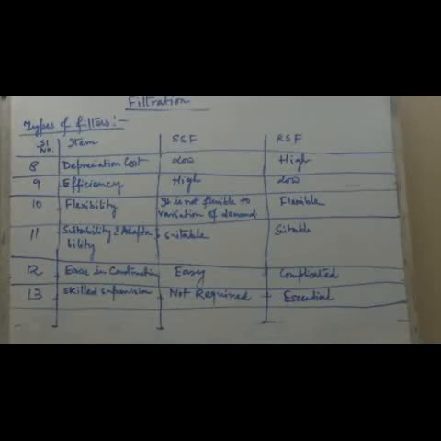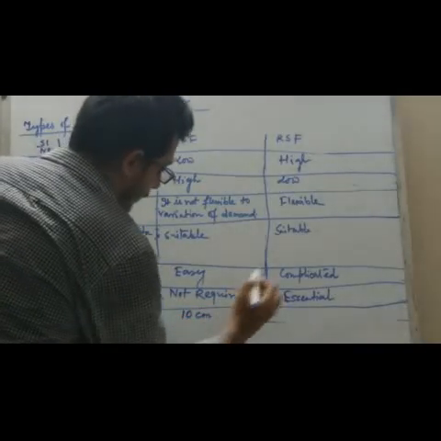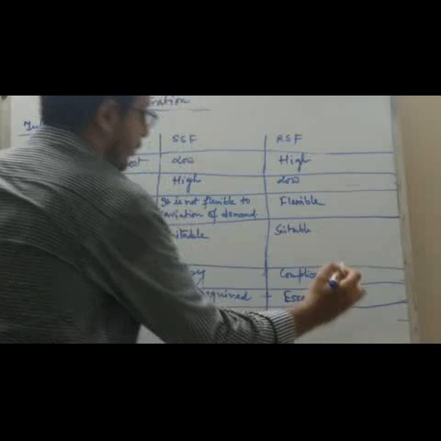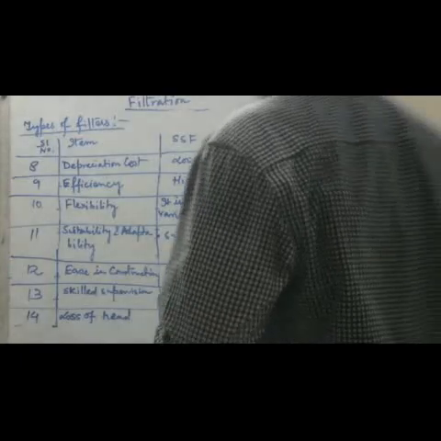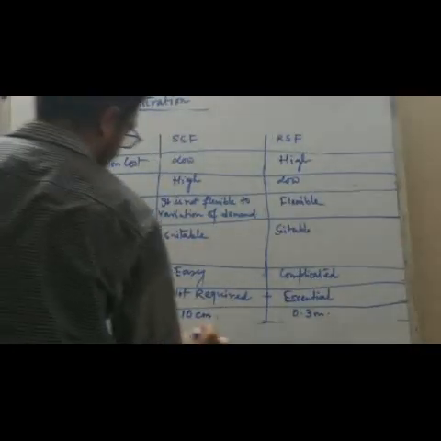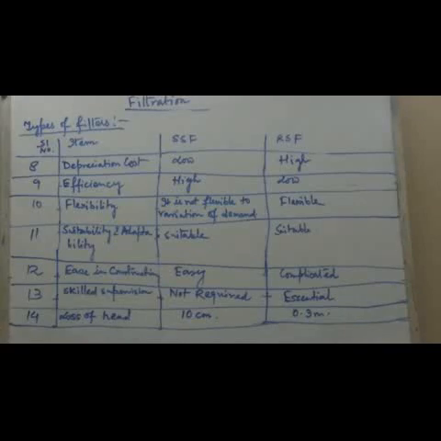The next thing is loss of head. For slow sand filter, it is approximately 10 centimeter, and for rapid sand filter, the loss of head is about 0.3 meter.